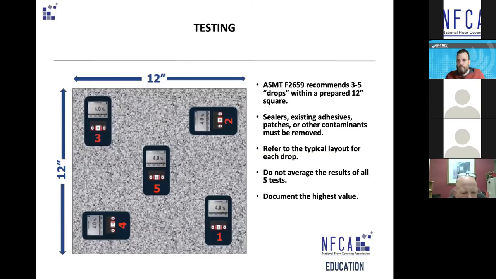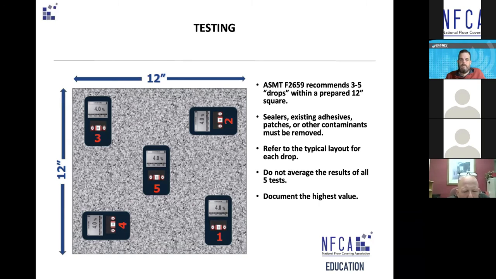So this is actually one I got from William's slide, according to ASTM F2659. You're supposed to take between 3 and 5 readings in the same location and record the highest number. Then with that one location, you move to the next spot. I think according to F2659, the ASTM standard, you do 3 tests per 1,000 square feet and 5 for the first 1,000 square feet. It is 3 to 5, but 5 is the better way to go because it doesn't take a whole lot of time to actually do that.